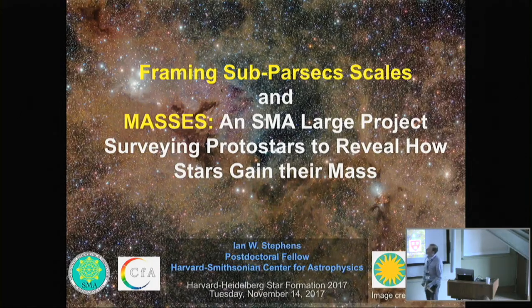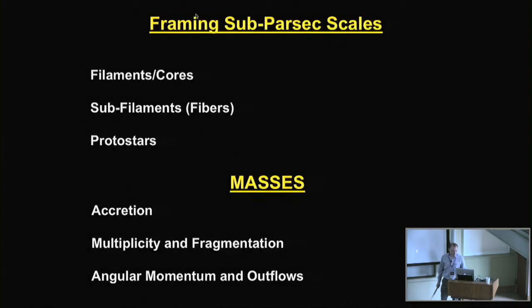Today, of course, I'm giving the framing talk on sub-parsec scales, and I'm going to be talking about a large-scale project with the SMA called MASSES. When framing sub-parsec scales, this is a lot of scales. We're talking about, as Isella did with disks yesterday, about 100 AU scales all the way up to a parsec. That's about 3 orders of magnitude. There are a lot of different structures we could have whole conferences about. I'm just going to cover a few things and briefly summarize some more recent work.